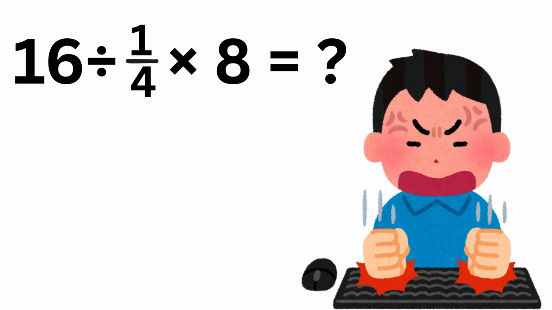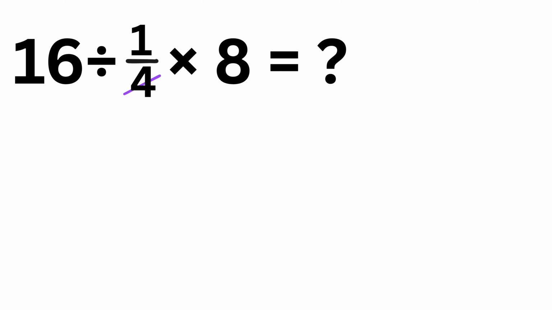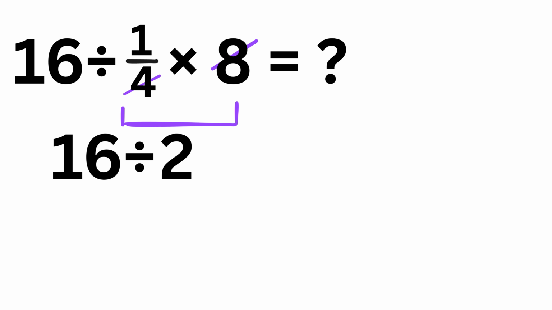16 divided by 1 over 4 times 8. We can cancel this 4 and this 8, which will give us 2. And then 16 divided by 2 gives us 8. But this answer is incorrect.